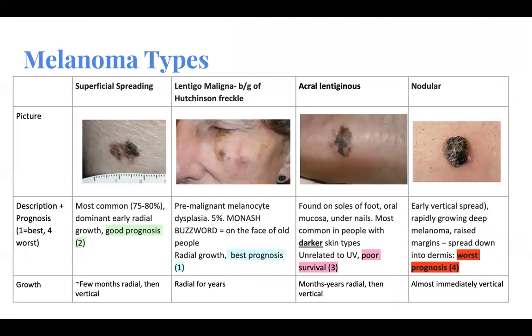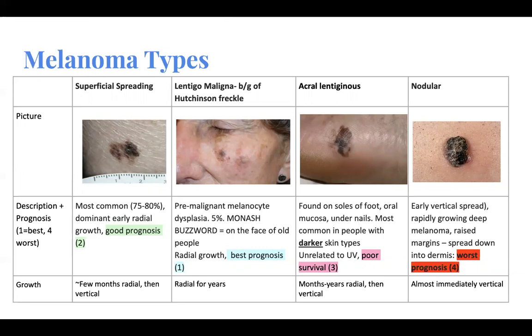And then in terms of the subtypes, there are 4 different subtypes. The most common is superficial spreading, which has a good prognosis. The second one is lentigo maligna, which is the previous question. That has the best prognosis because it's more radial growth. Acral lentiginous is associated with poor survival, and it typically affects the soles of the feet or mucosa, happens in darker skin types, and is unrelated to UV exposure.